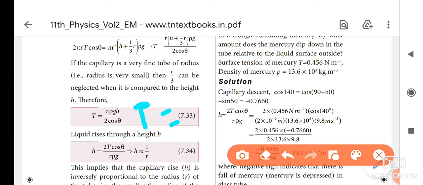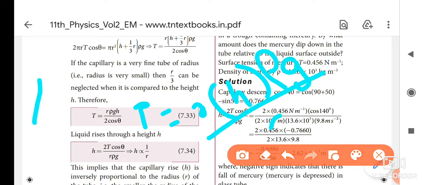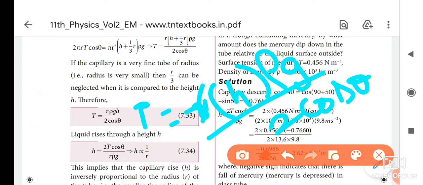T is equal to r into height. Here height is there, r by 3 is neglected, so outside rho g is there upon 2 cos theta. So what is the remaining thing? r rho g h. This is r, so r rho g h upon 2 cos theta. Okay, so this is the T value.